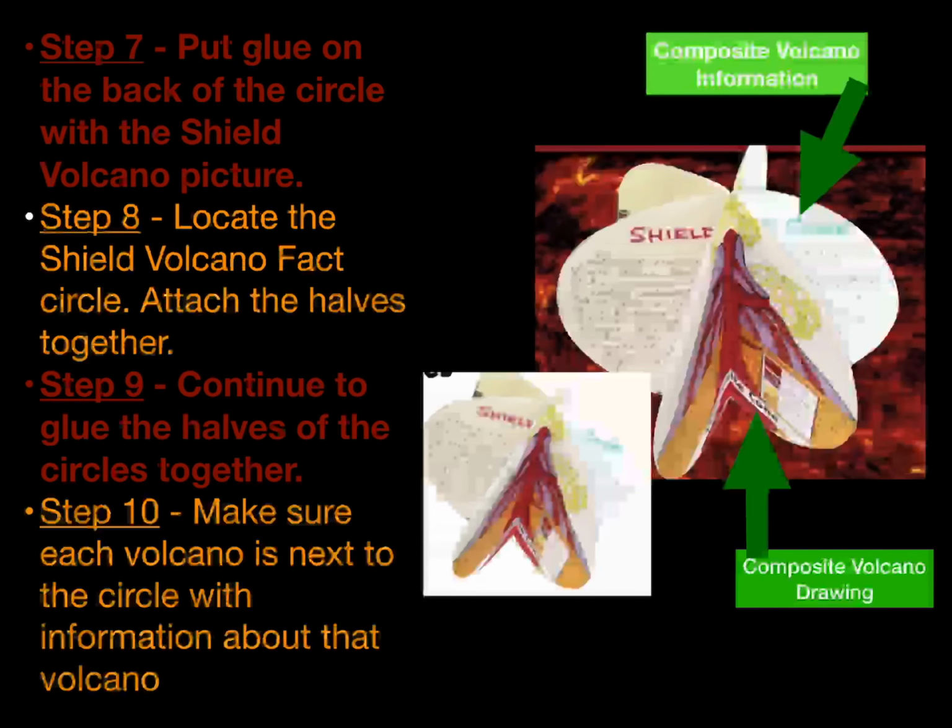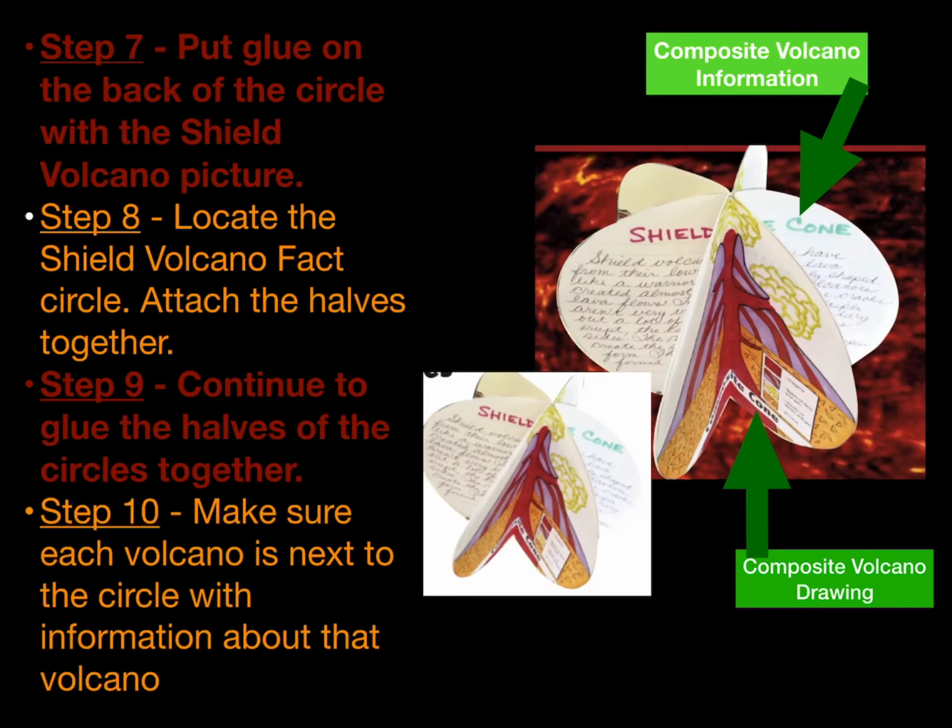What you're going to do is put glue on the back of the circle with the shield volcano picture. Okay, so find the shield volcano picture. You're going to grab it. It's been folded in half, and you're going to put glue on one of the halves. Then you're going to find the shield volcano fact circle where you wrote all of the information, and you're going to glue the two halves together. You're going to continue gluing all of the halves together until you have this 3D kind of ornament that you can use to help you remember.